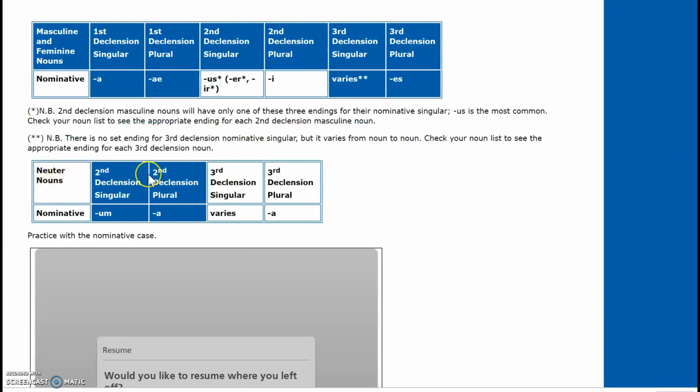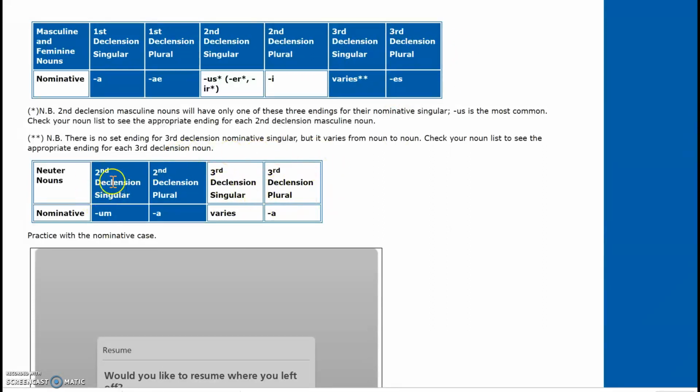Okay, now there are some neuter nouns, and neuter nouns appear in the second and third, but not in the first declension. The first declension is almost exclusively feminine. There are a few masculine nouns that you might see. Second declension could be masculine, up here could be neuter. Third declension could be masculine, could be feminine, and can be neuter.